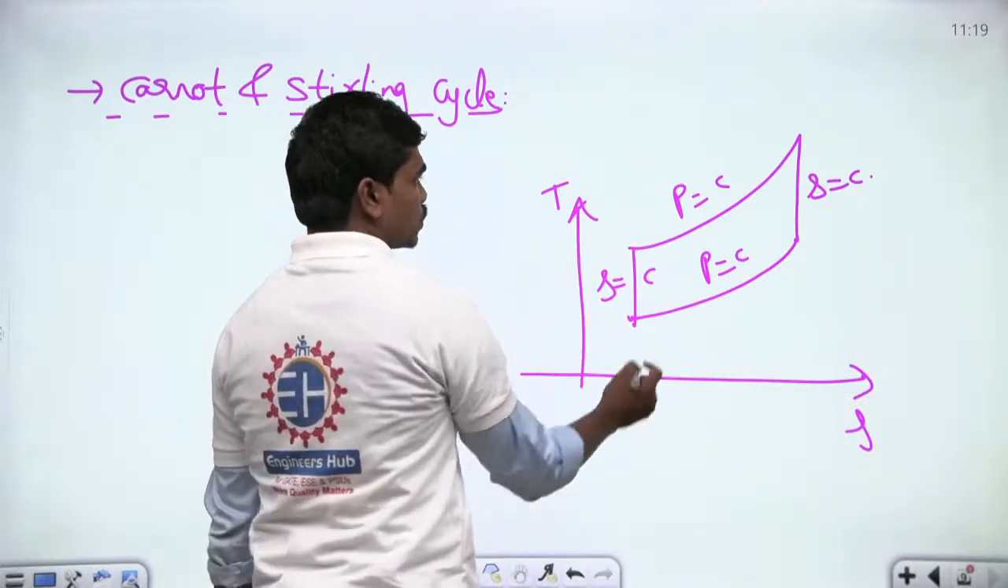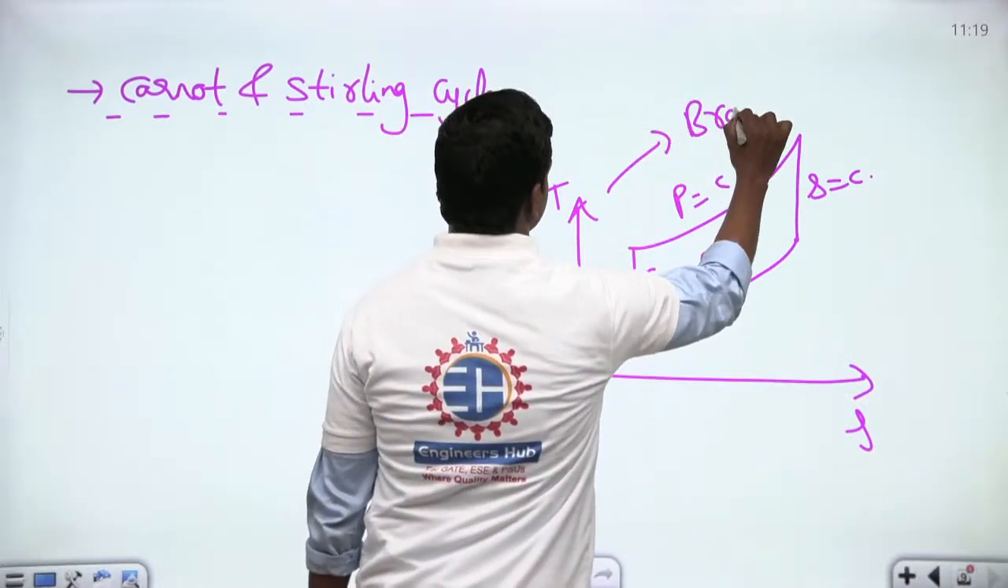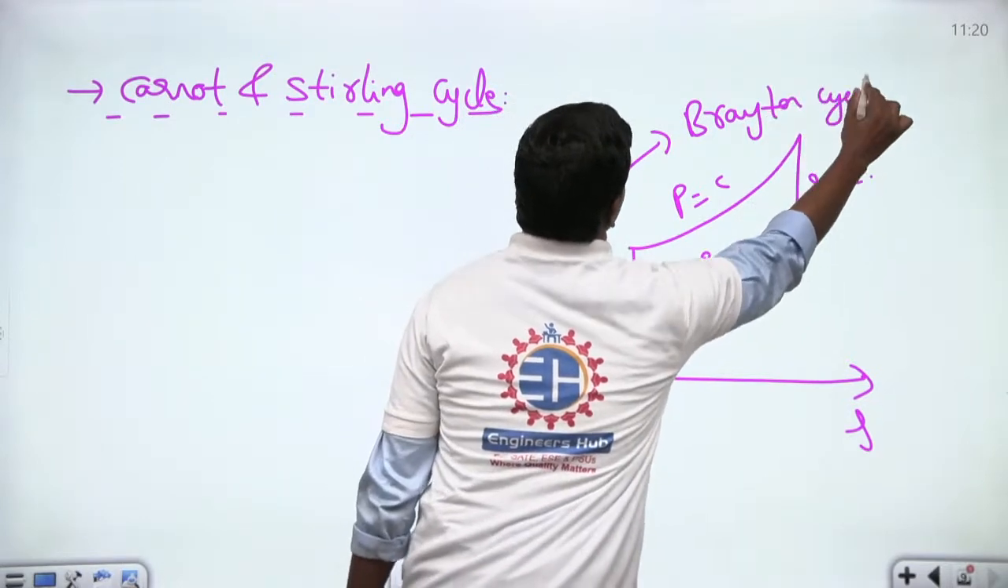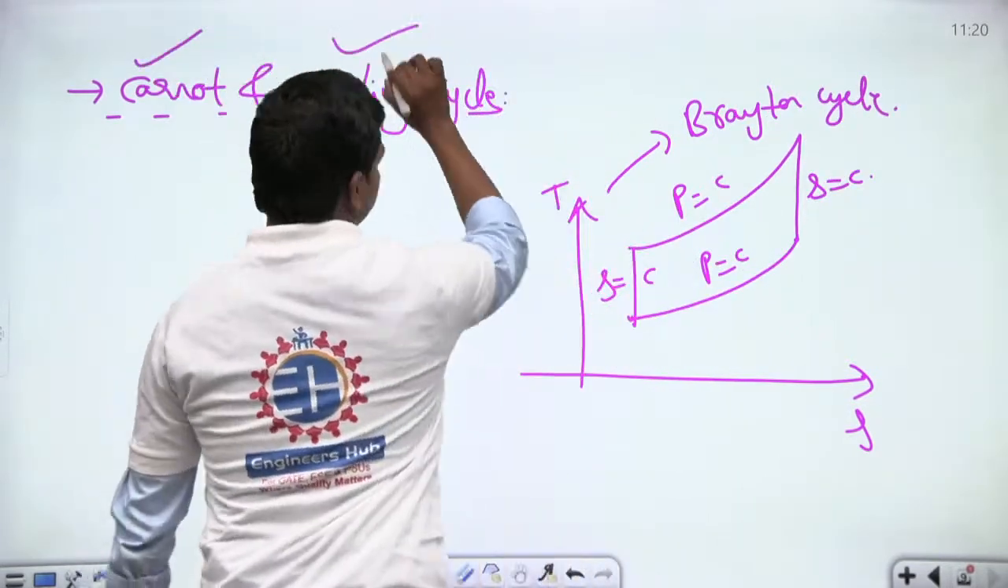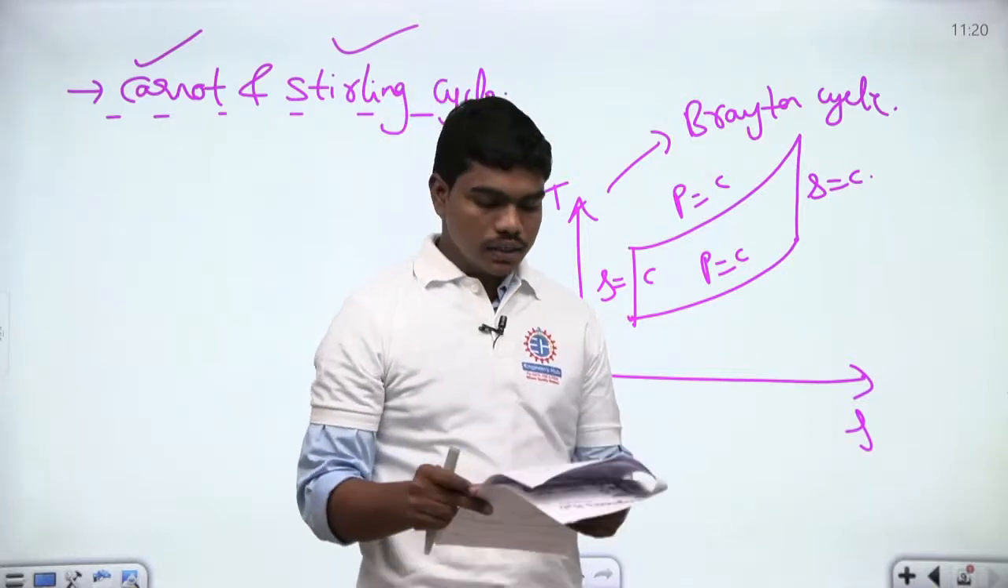Actually they are adiabatic processes. So this is the Brayton cycle. Of course, these are the only two cycles in which there is at least one isothermal process. Clear? So this is what we have.